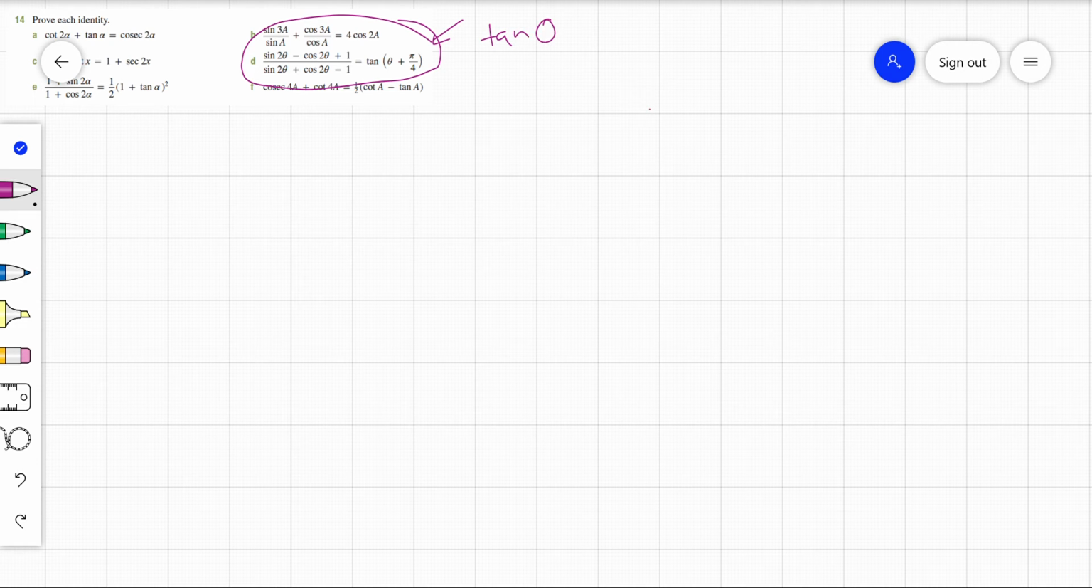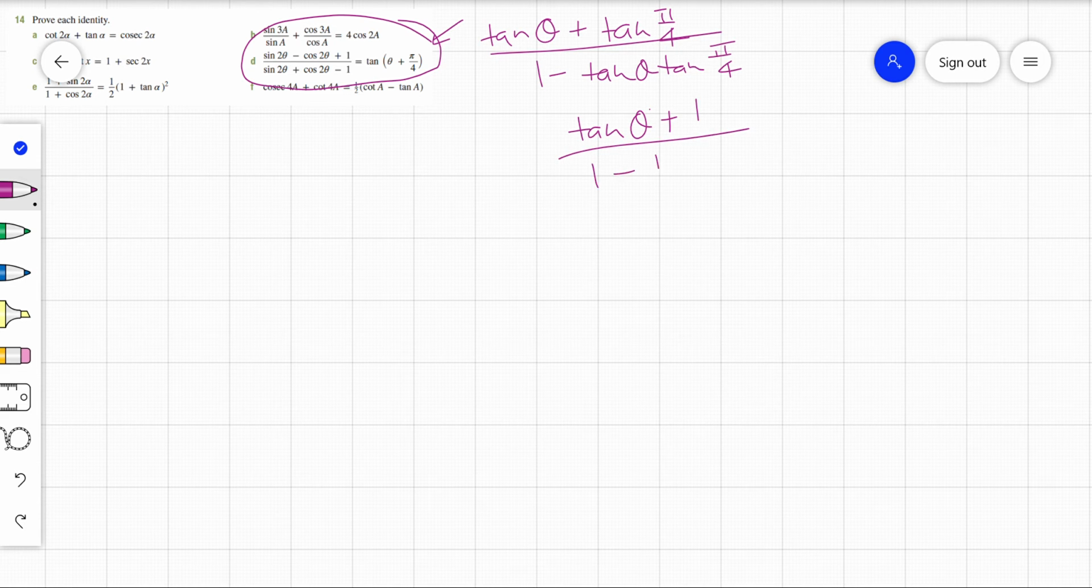If you think about it, we get tan theta plus tan pi on 4 over 1 minus tan theta tan pi on 4. And we know tan pi on 4 equals 1. So if you think I'm looking for this, 1 minus tan theta times 1, so tan theta. So if you can head towards that, then we can immediately say, which equals tan of theta plus pi on 4.